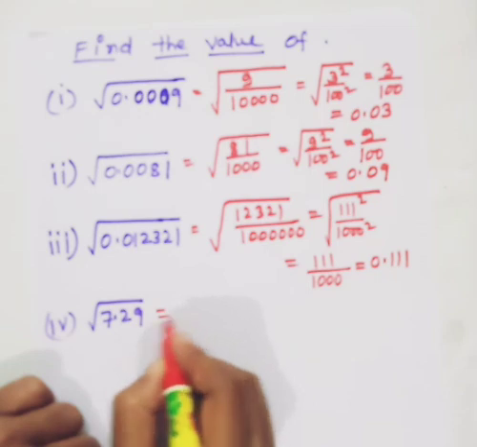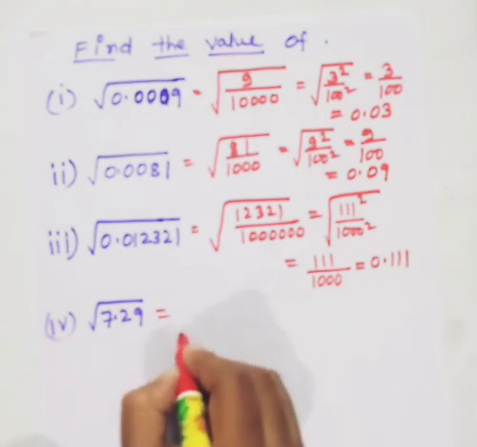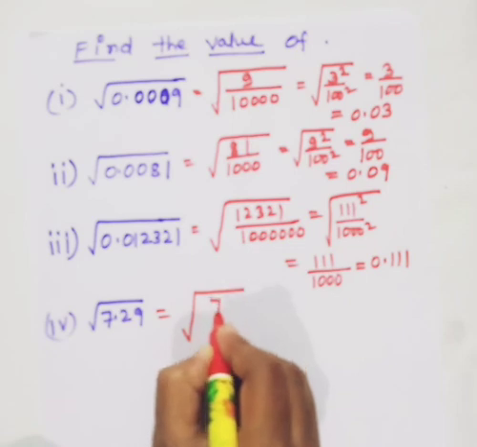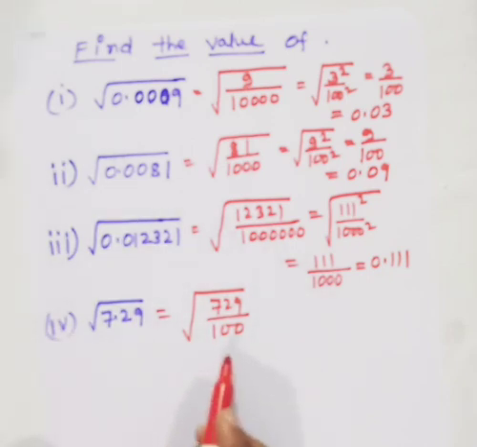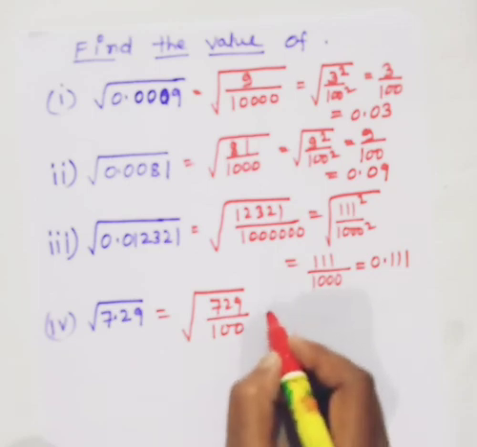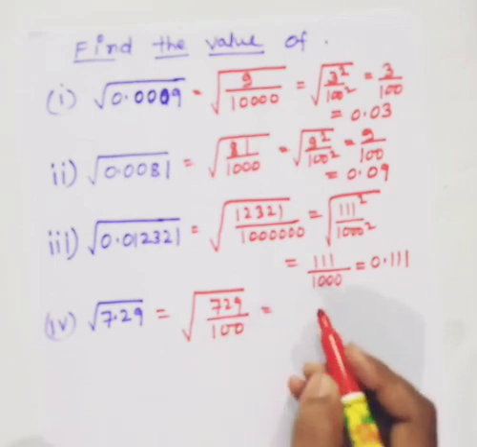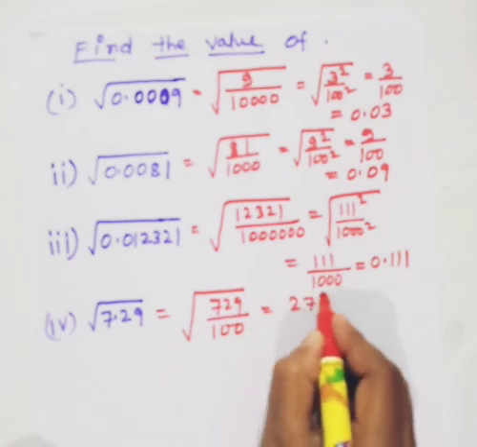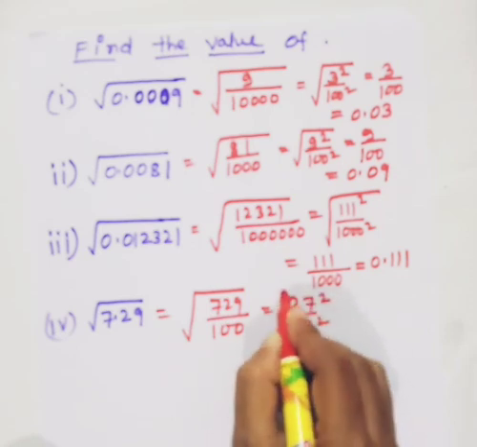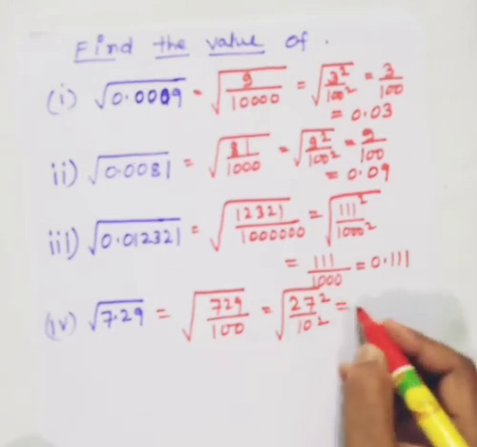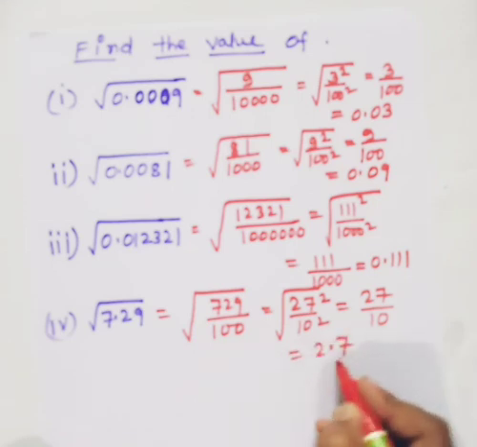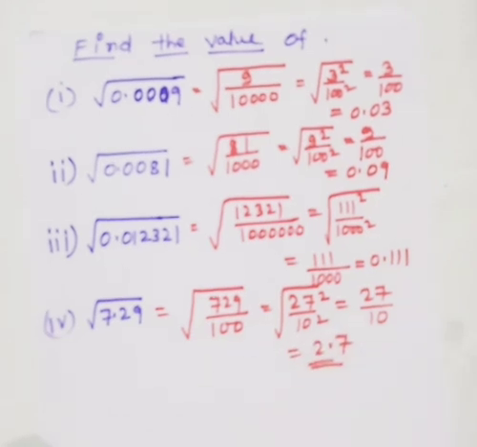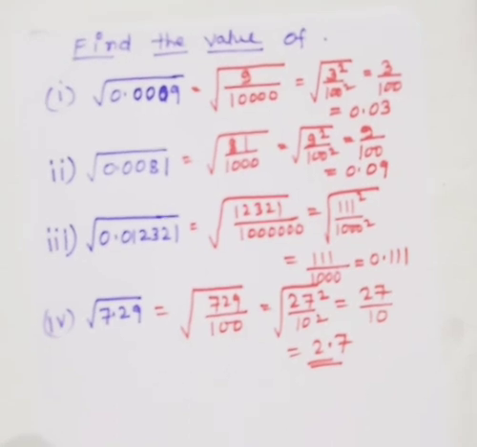So this will come to be 0.111. Now here we have root of 7.29. So this can be written as 729 by 100, isn't it? Now just now we have taken out the square root of 729. It was how much? 27 square. So 27 square by 10 square root. So this will come to be 27 by 10. That will be equal to 2.7. So this is how you can find the square root of decimal numbers.